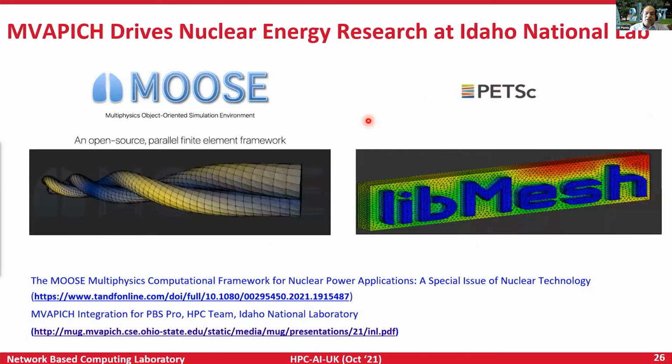This is another example. We have been working very closely with the Idaho National Lab in the US. They use SPETC and then MOOSE. There was a very nice presentation from the Idaho National Lab at our annual MVAPICH User Group conference. We do it every year. It was held in August. So please take a look. Their entire nuclear energy research lab is being driven with MVAPICH2. They see the best performance and scalability with the MVAPICH2 library for that domain of applications.